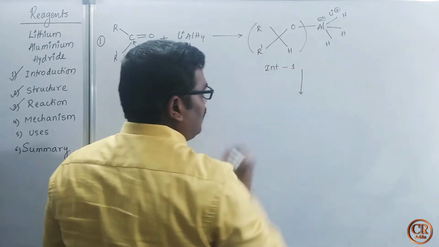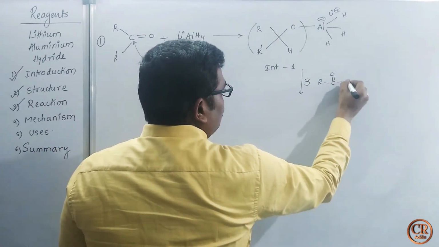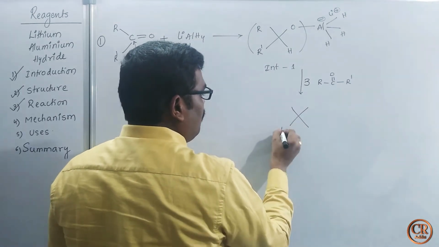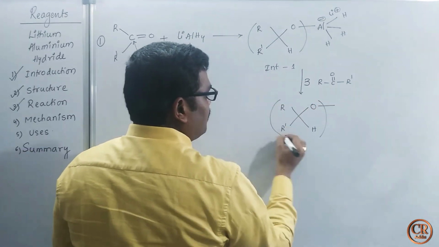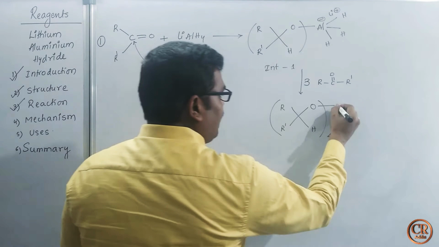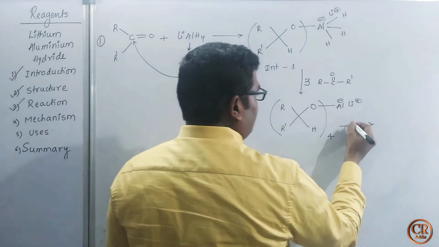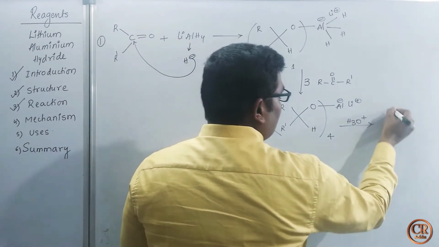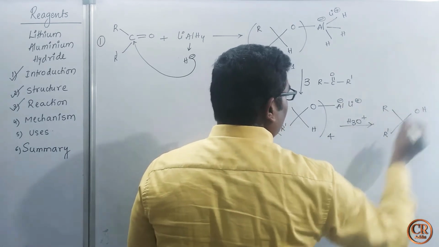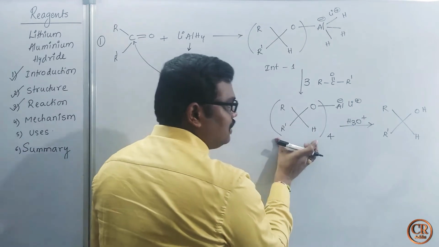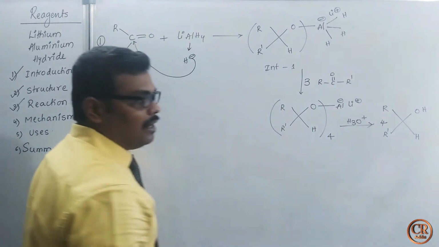This intermediate 1 reacts with again 3 moles of carbonyl compounds and finally gives a complex. In this complex, 4 alkoxy groups are present. Here 4 alkoxy groups are attached to aluminium. Hydrolysis of this complex in presence of acid gives a reduced product. This is the reduced product alcohol. So here total how many alkoxy groups are there? 4 alkoxy groups are there. That's why we get 4 alcohols.